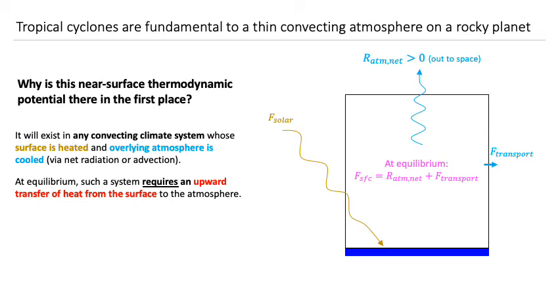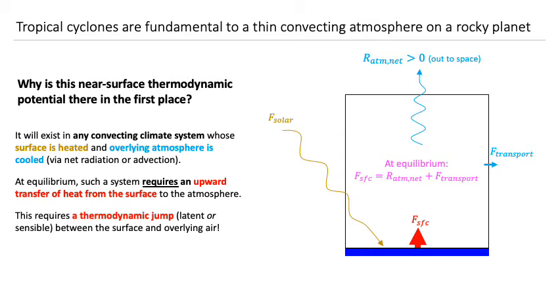And at equilibrium, where temperatures stop changing, there's a missing link from the surface to the overlying atmosphere, which is that you require an upward transfer of heat from the surface into the atmosphere. The surface is being heated, the atmosphere is being cooled, so you need a transfer of heat from the surface to the atmosphere. And these are the enthalpy fluxes, the latent and sensible heat fluxes from the surface. To have any latent and sensible heat fluxes from the surface, you need to have a difference between the overlying air and the surface.